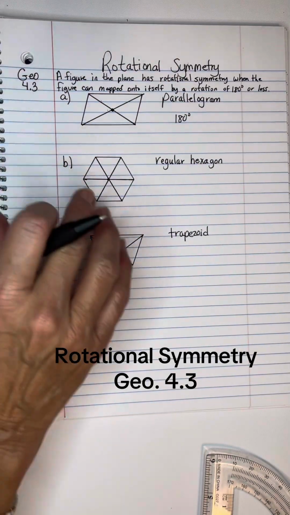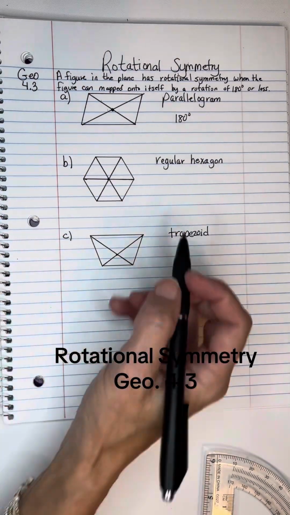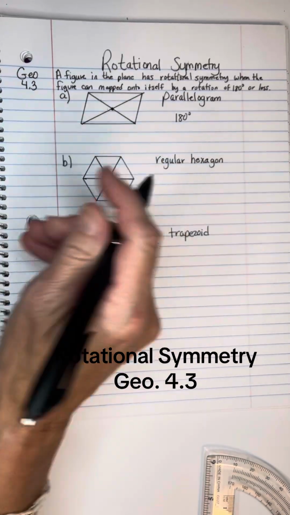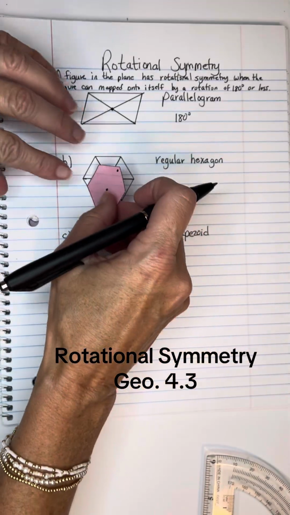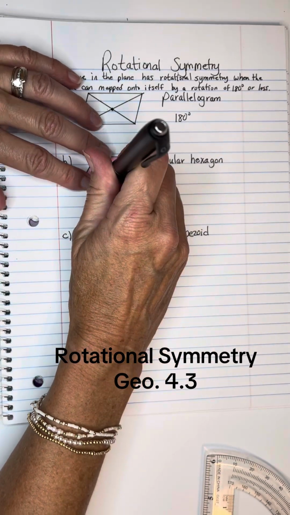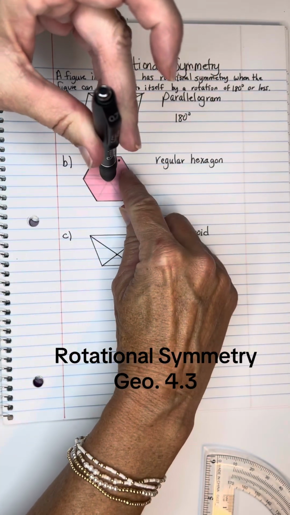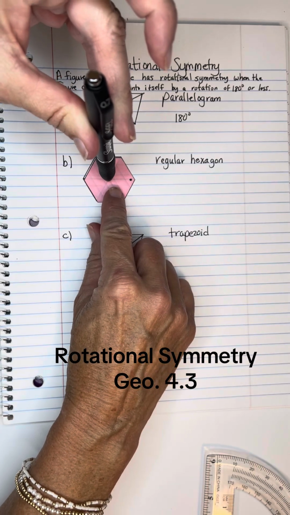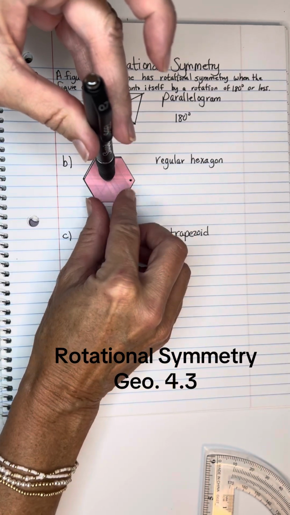Now, here I have a regular hexagon. And if I make all the diagonals, I'll find the point, the center of symmetry. So I'm going to put this little pin right here and try to hold this still. And if I spin it around just a little bit, oh, it looks the same, doesn't it? I've kind of let it slip, but you get the idea.